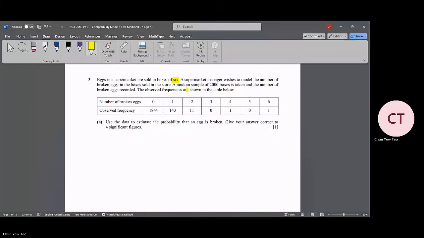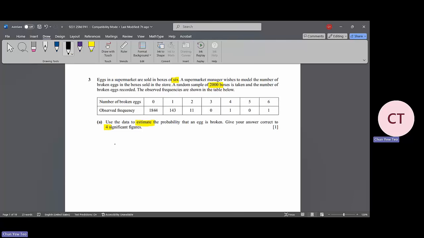The boxes sold in the store. A random sample of 2,000 boxes is taken and the number of broken eggs recorded. The observed frequencies are shown in the table below. Use the data to estimate the probability that an egg is broken. Give your answer correct to 4 significant figures.